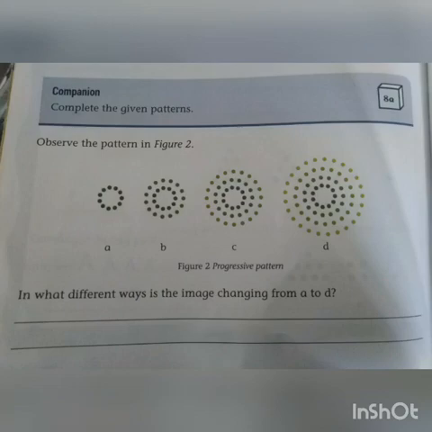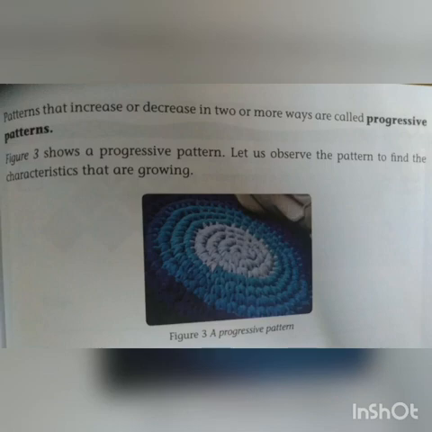Here, it increases by one circle in each step from A to D. Using the figure 2, patterns that increase or decrease in two or more ways are called progressive patterns. Figure 3 shows a progressive pattern. Let us observe the patterns to find the characteristics that are growing. Look at the progressive pattern figure 3.